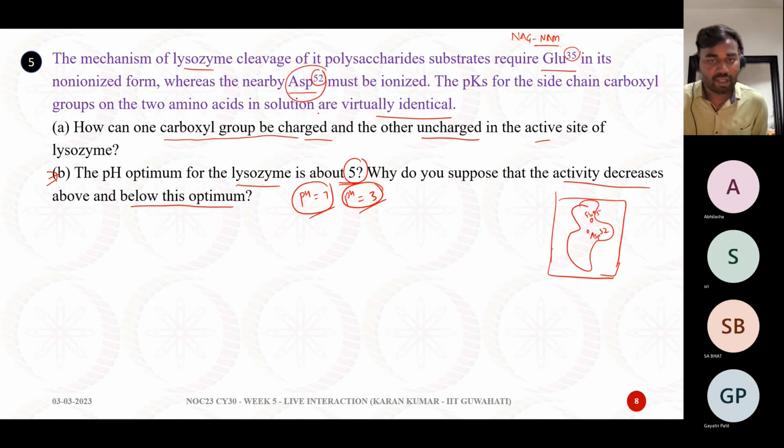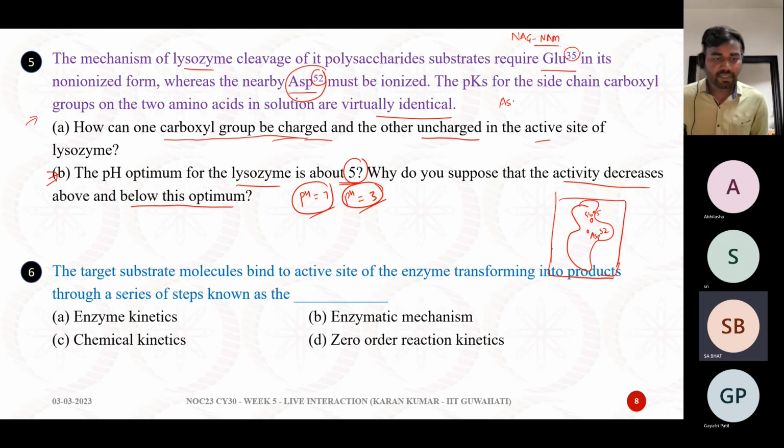Aspartic acid will not be ionized at the optimum pH, which is pH 5, and therefore both will exist in different charge states. Glutamic acid 35 will be in the charged state, and aspartic acid 52 will be in the uncharged state, because the side chain has a lower pK value than aspartic acid's. Is it clear? I will be giving this PPT, and I will write the answer below so that in the future you will be able to understand what I talked about.